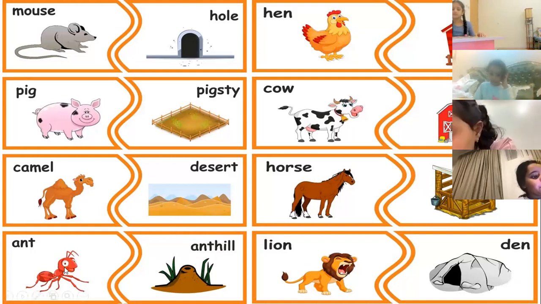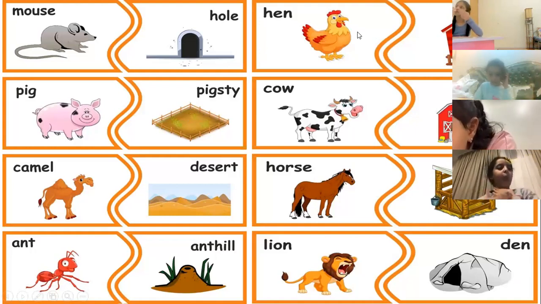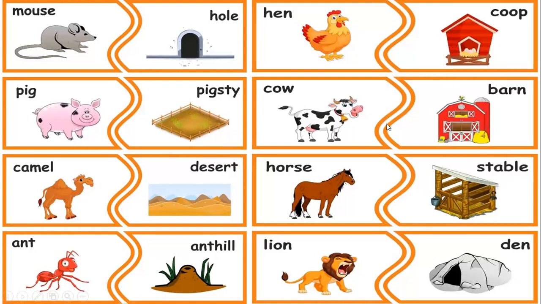Look at the next example, ants. Look at ants. They make the burrow like this where they can stay. Lions, they usually stay in burrows. Look at the hen. It lives in a place which is called a coop. Cow, they always live in a barn. So it's a very open and airy place where she can stay. And also their babies, they can stay in the same place.